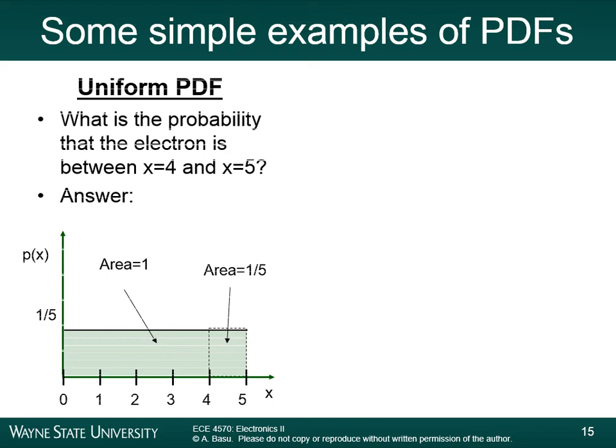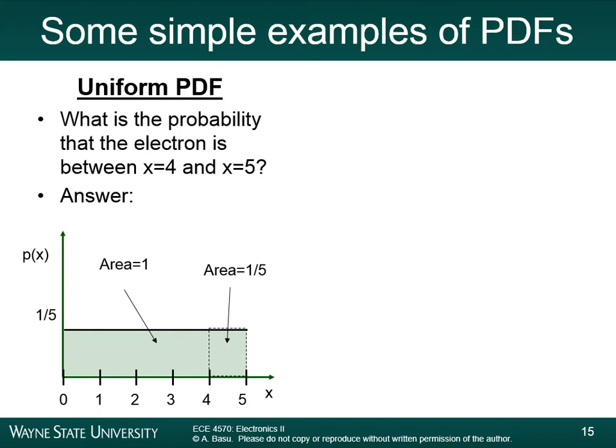So, a couple of examples of probability density functions. There's a uniform PDF. The uniform PDF is if you have a completely random distribution. There's no bias towards anything. So what's the probability that an electron is between x equals 4 and x equals 5? If there was a uniform probability, that means there's an equal probability that the electron could be anywhere in those regions. In other words, there's no preference for the electron to be in certain regions compared to others. What could cause an electron to preferentially be in one place versus another?